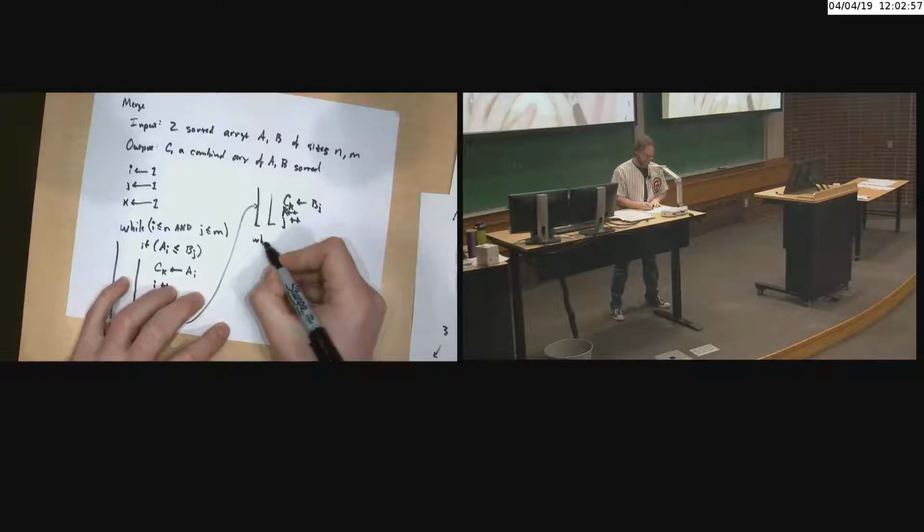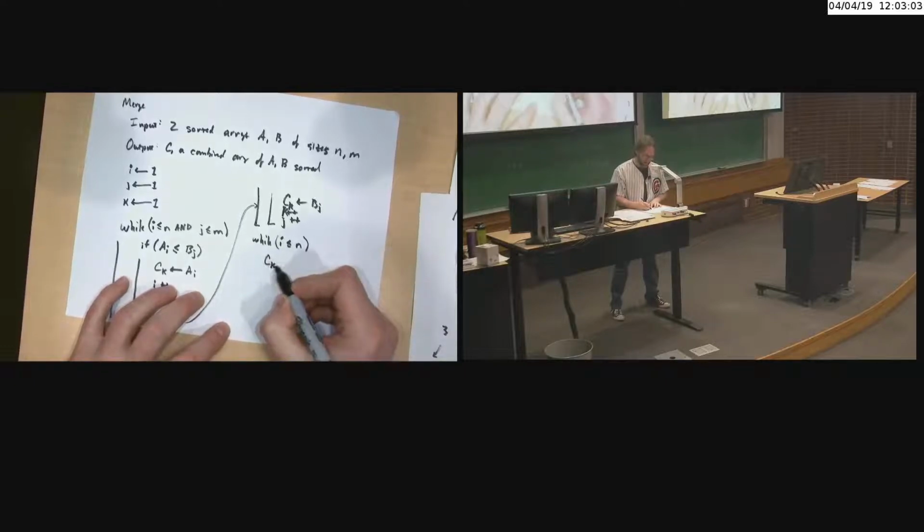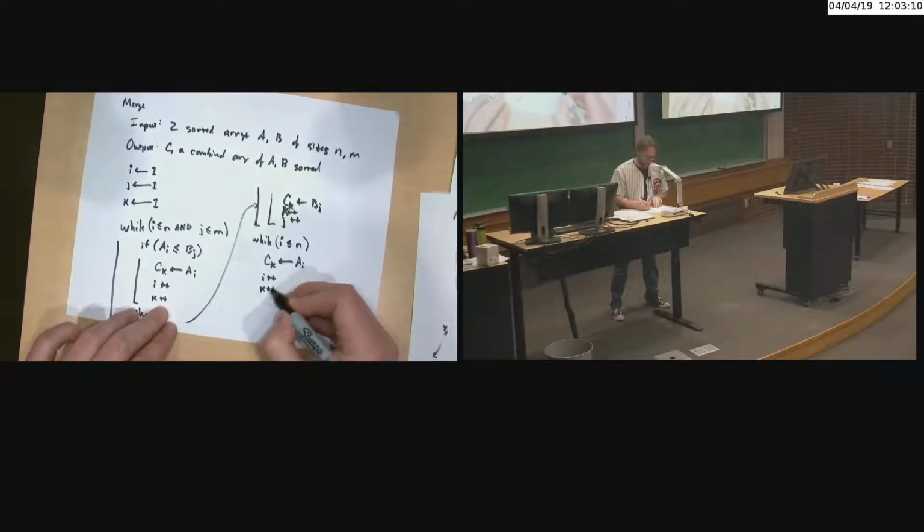Now you can go ahead and reason this out: if i has fallen off, then copy over everything from j. If j has fallen off, then do this over here. It's needless when you can roll that all into just two while loops. While i is less than or equal to n, C sub k should take on A sub i, i plus plus, and k plus plus.